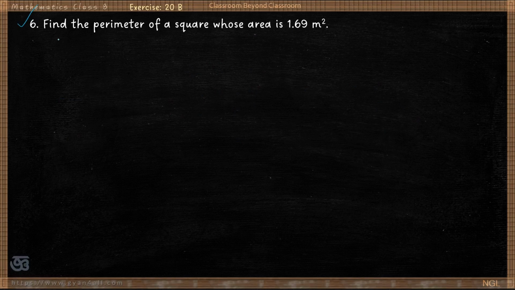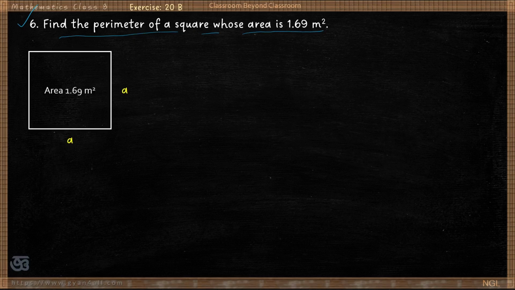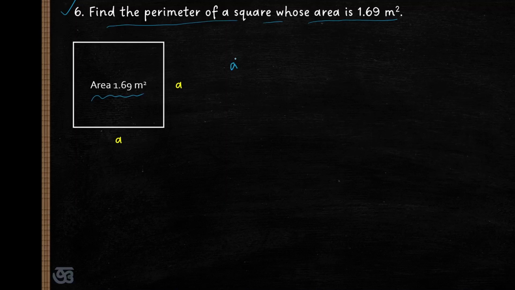Question number 6. Find the perimeter of a square whose area is 1.69 meters square. So this is also a square, and here the area is given. You see A square is the area of a square, and that is equal to 1.69 meters square as given in the question. Therefore A is equal to root over 1.69 meters square, and if you find the square root of 1.69, then it will be equal to 1.3.